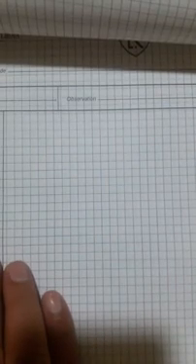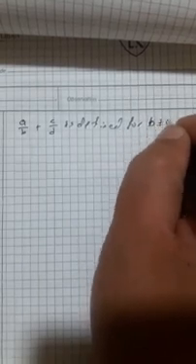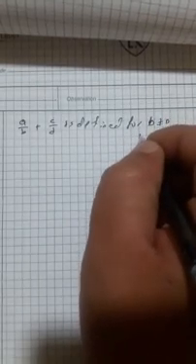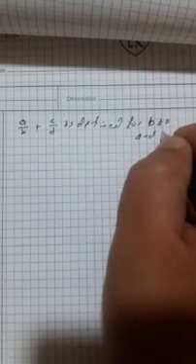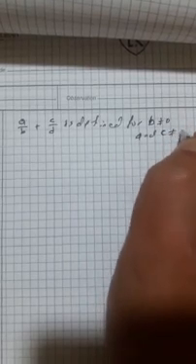We will take another thing. If we have a over b plus c over d, in this case it is defined for b does not equal to 0 and d does not equal to 0.